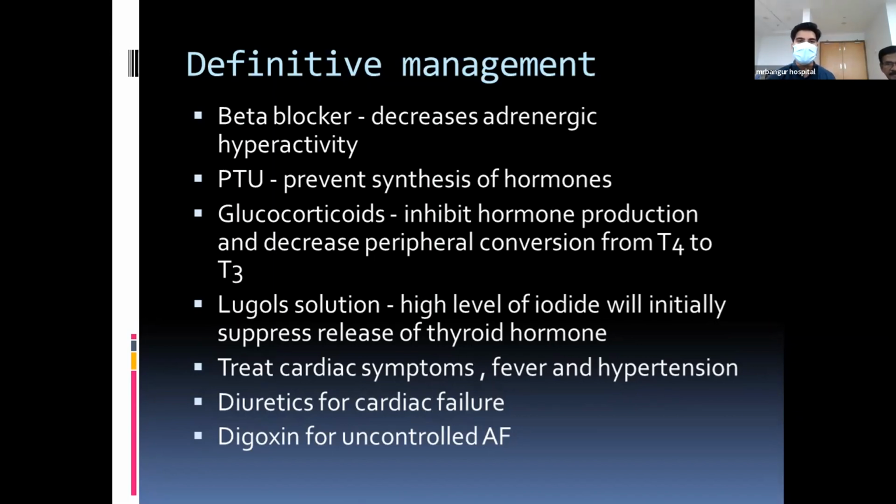Lugol's iodine is used due to high levels of iodine. It will suppress release of thyroid hormones. Diuretics for cardiac failure and digoxin should be used for uncontrolled atrial fibrillation.